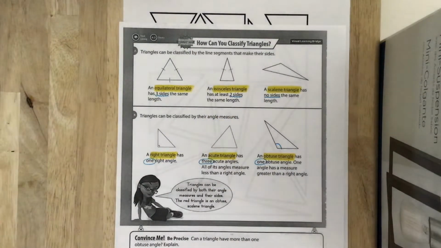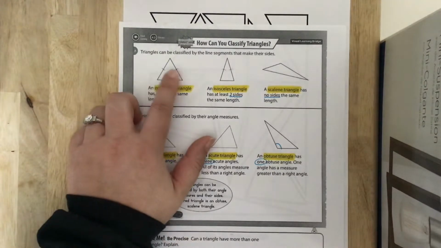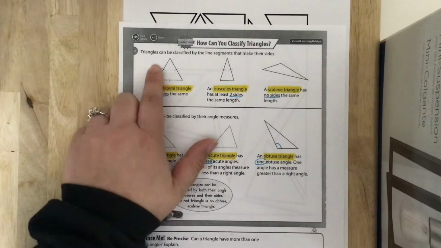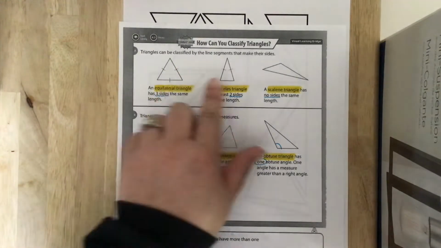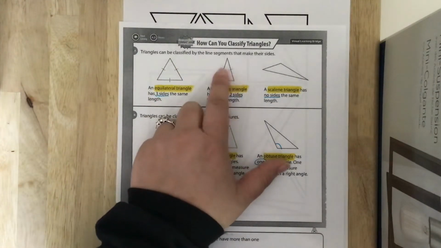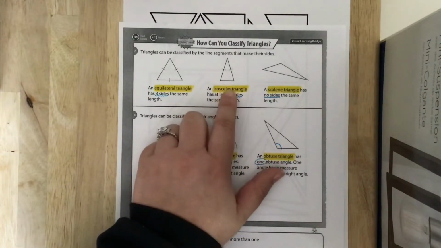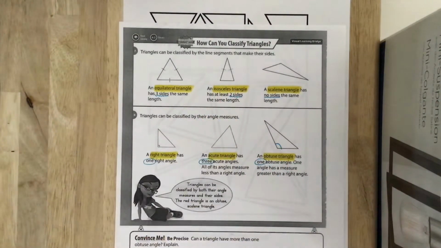You can see on these triangles that it's been marked with a little line to prove that those are the same length. So all three of these are the same length. But on this triangle, only these two are the same, and this one is a little bit shorter. That's what makes it isosceles.